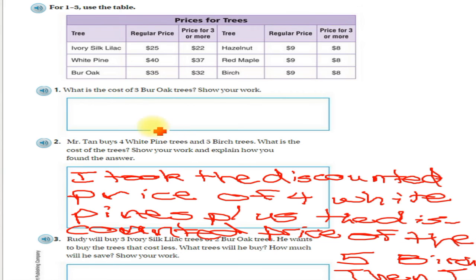So again, when it asks you to explain how you found the answer, don't worry about getting too technical. It just basically means write out in words what you just did. So I wrote out in words. I took the discounted price of the 4 white pines, plus the discounted price of the 5 birch, and then I added, which is simply what I did.